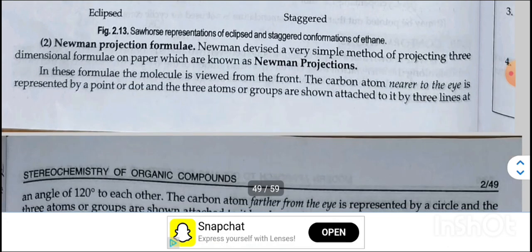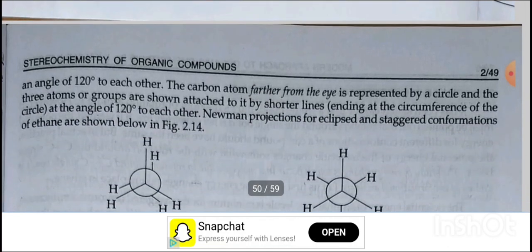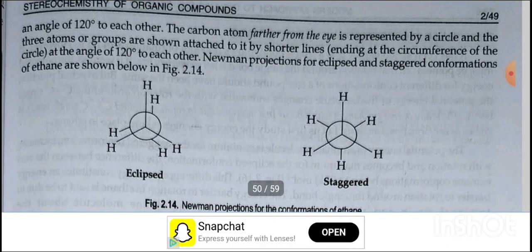Newman projection formula. Newman devised a very simple method of projecting a three-dimensional formula on paper, which is known as Newman projection. In this formula, the molecule is viewed from the front. The carbon atom nearer to the eye is represented by a point or dot, and the three atoms or groups are shown attached to it by three lines at an angle of 120 degrees to each other.